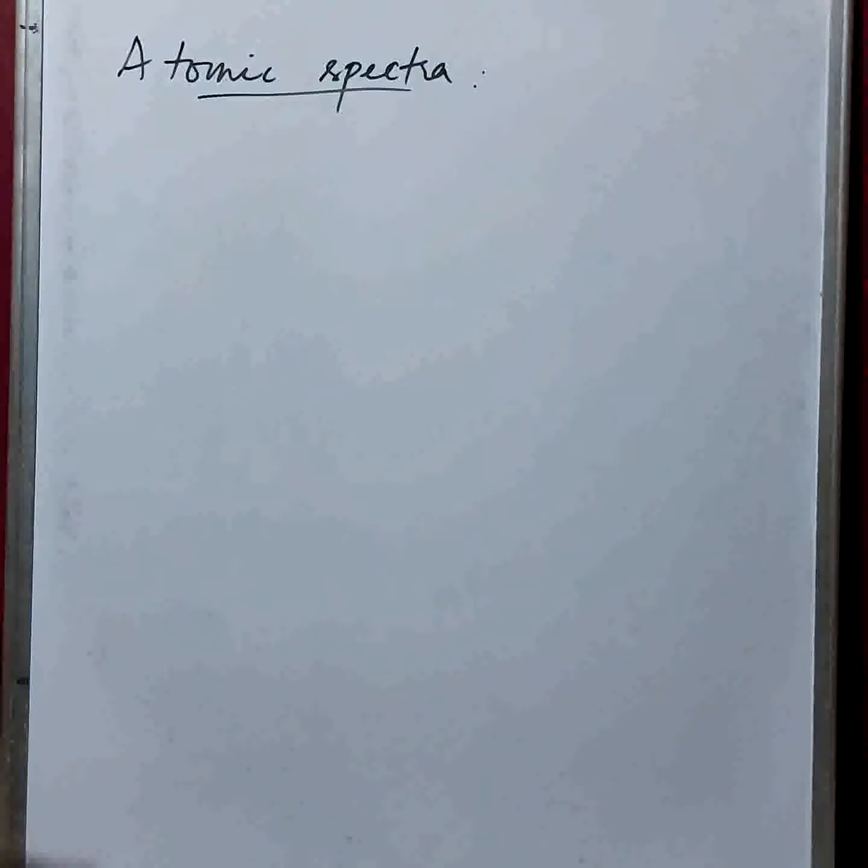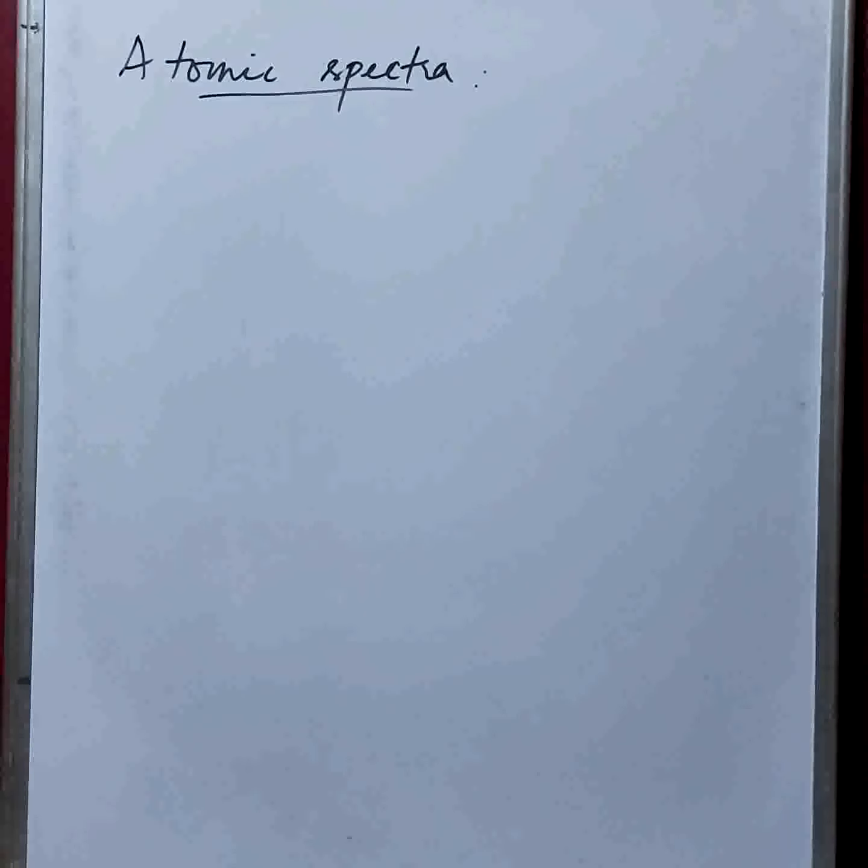Now, when hydrogen gas was introduced to an electric discharge tube at low pressure, then the emitted radiation, or the emitted light, splits into fine lines, or sometimes we call it the fringe width.